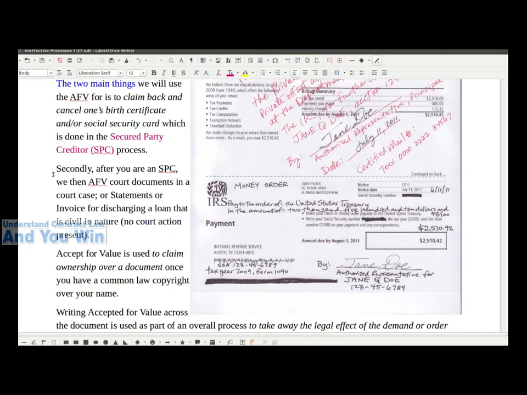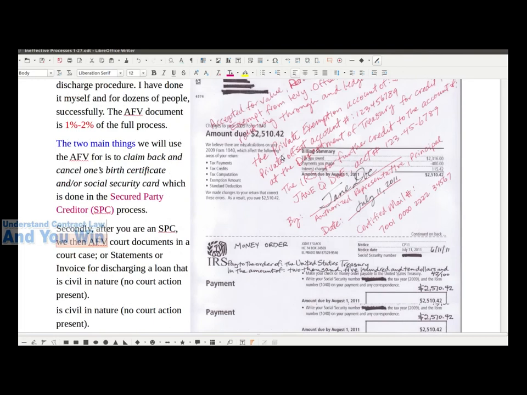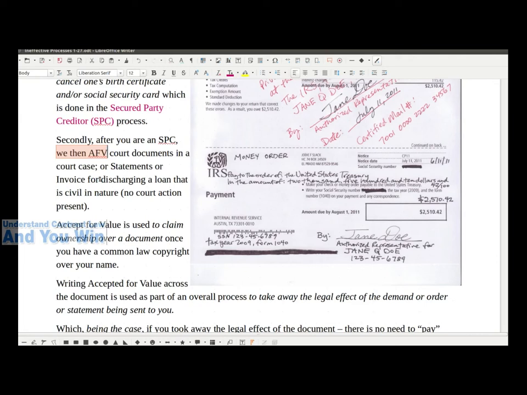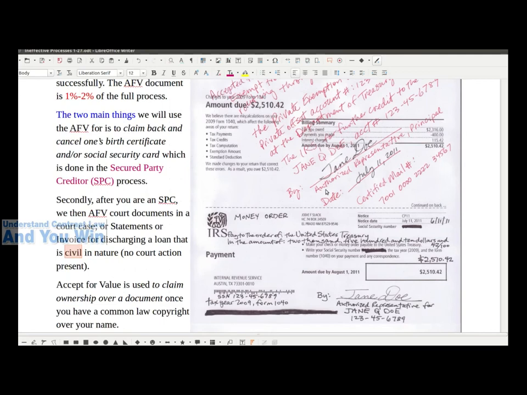Secondly, after you are a secured party creditor, have done the whole secured party creditor process, all those six or seven things I just mentioned, we then would accept for value court documents in a court case, statements or an invoice for a private loan, a hospital bill, or a credit card bill of a civil nature in which there's no court action present. Or, like I said, if it was a civil matter and you got a summons and complaint, you can accept for value the summons and complaint.